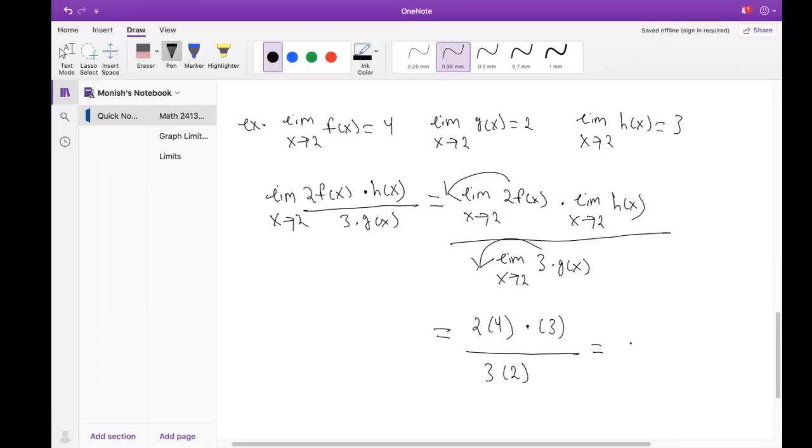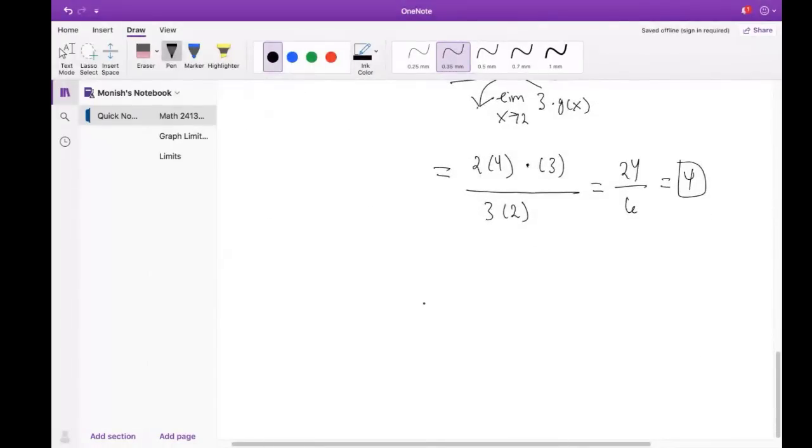So then we could just simplify this, and that would be 24 over 6, which is just 4. And so that would be an example of where they give you different conditions, and you know that you could directly plug it in because each limit is just approaching x equals 2. And so is the question.